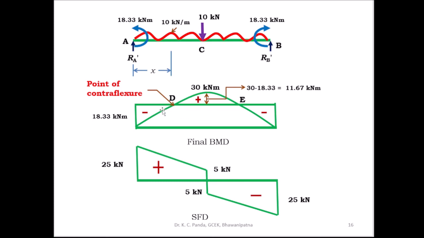And these two points are the points of contraflexion, and here the moment at the end A is 18.33 kilonewton meter negative, and at the end B 18.33 kilonewton meter negative. And the maximum positive moment at C is equal to 11.67 kilonewton meter. So this is the final bending moment diagram. And here this is the final shear force diagram.